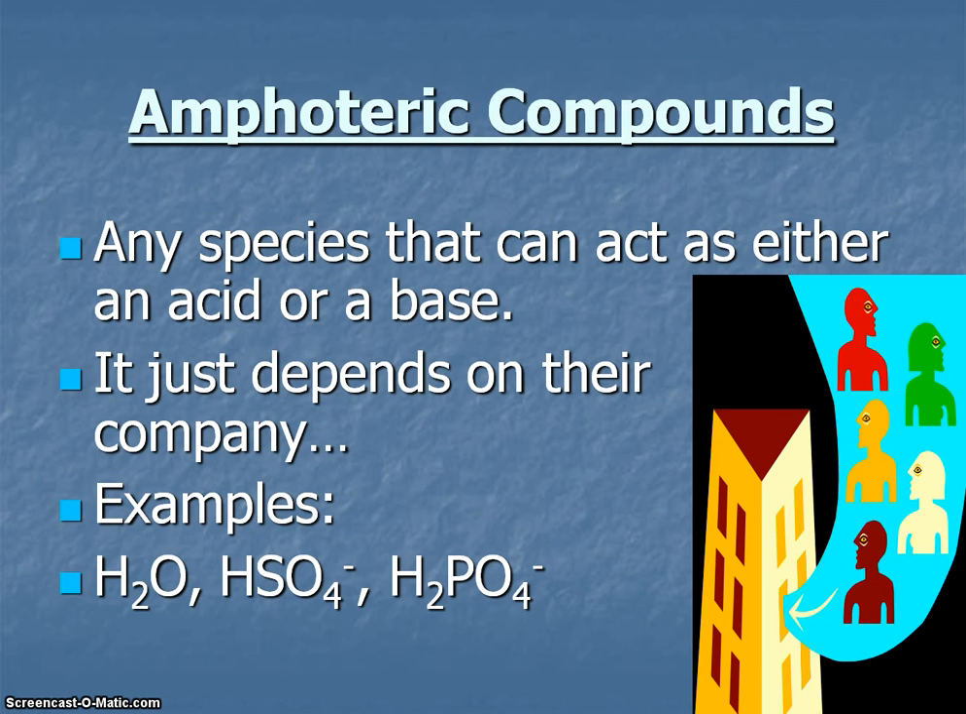Okay. We have also what's called amphoteric compounds. These are compounds that can act as either an acid or a base. Water is an example because it's HOH, so it can donate a hydrogen or it can donate an OH. It can act as an acid or base. This one, HSO4 minus, it could accept a hydrogen becoming H2SO4, or it could donate a hydrogen becoming SO4 2 minus. Same thing here. I could accept a hydrogen becoming H3PO4, or I could donate a hydrogen becoming HPO4 2 minus.